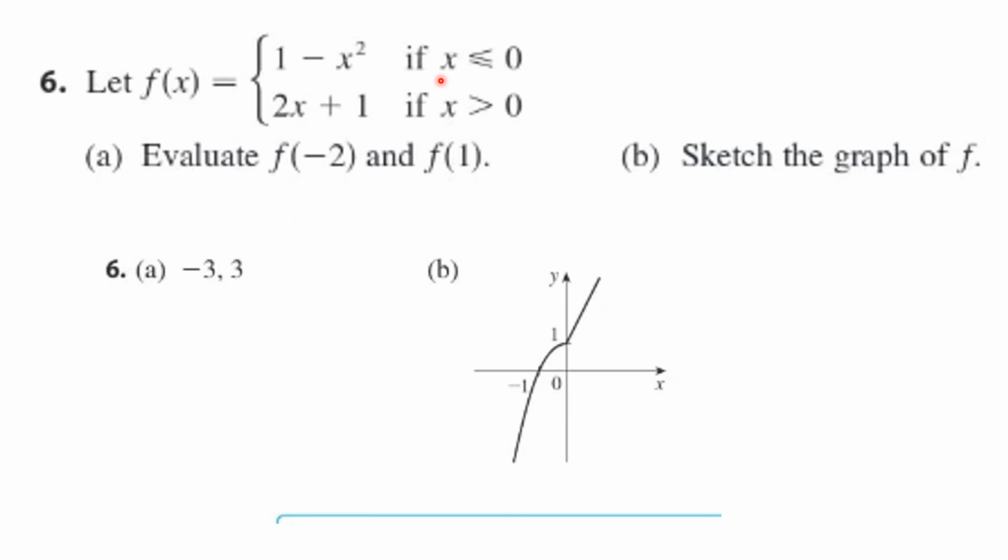Now here, if x is less than or equal to 0, you're graphing 1 minus x squared. So it's an upside down parabola, shifted up by 1. If x is bigger than 0, you will get a line that has a y-intercept of 1 and a slope of 2. So you get this for B. Piecewise defined functions are often encountered in calculus.